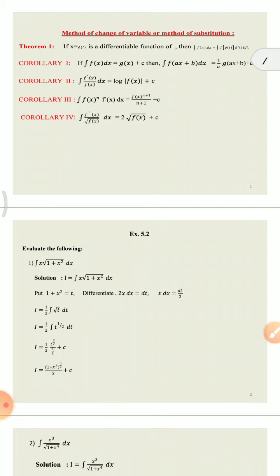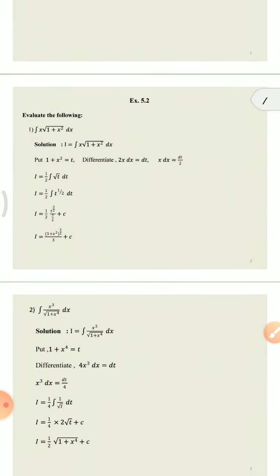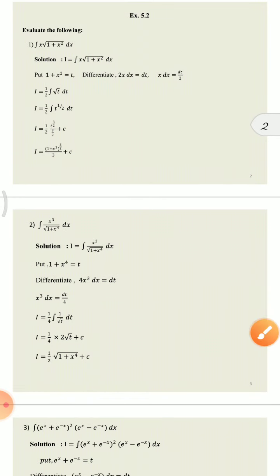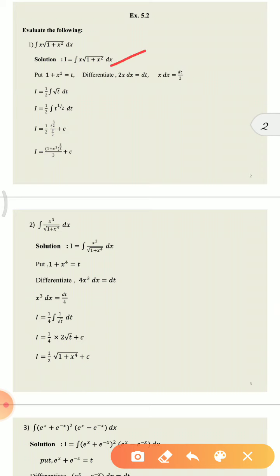Then next, exercise 5.2. Let us see exercise 5.2. Evaluate the following. First one: integral x root of 1 plus x square dx. See the solution. Integration x root of 1 plus x square dx.